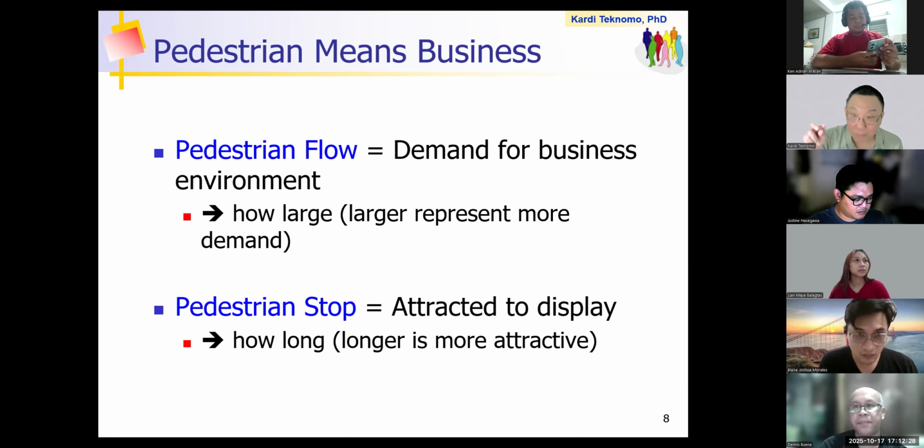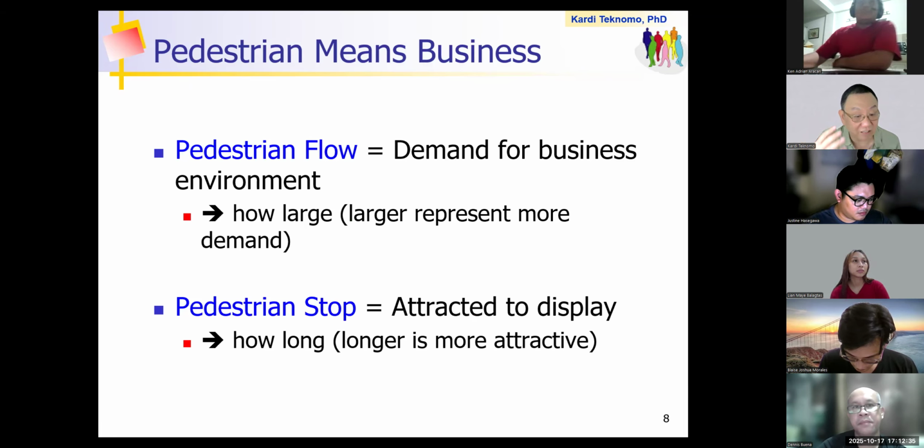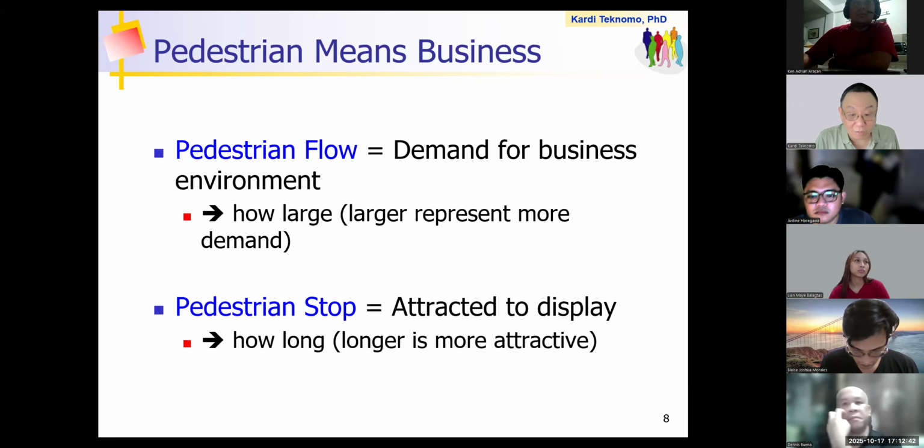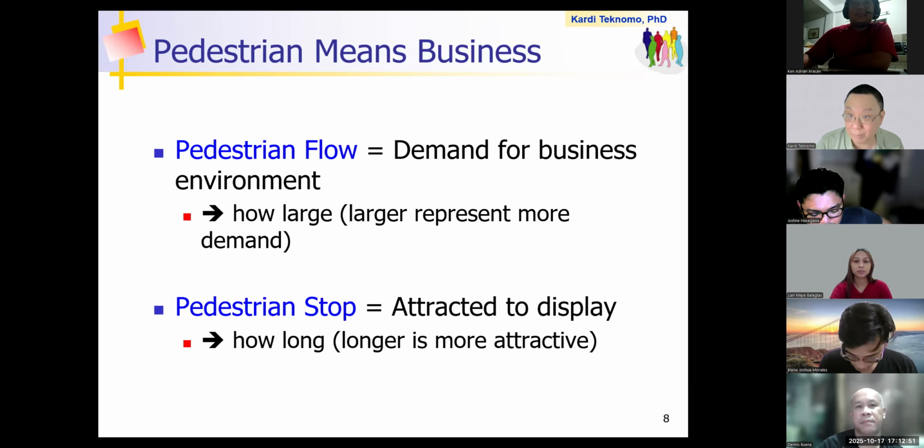When pedestrians stop, they are attracted to the display. They are considering the things on the display. If you can repeat this attraction of the display for a certain group of people, that represents the potential attraction to buy certain products on the display. So pedestrian flow means business, and pedestrian stop means attracted to the display. These are the basic assumptions behind it.